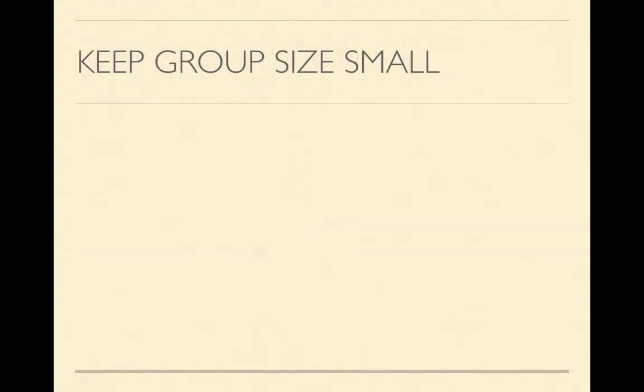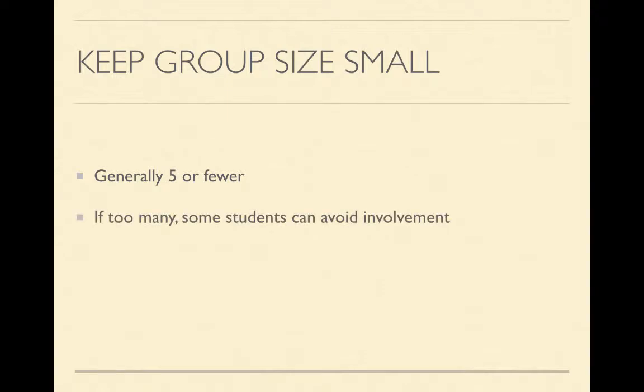Now, the second aspect of this strategy is to keep the group size small. Generally, you want to have 5 or fewer in a group. There's several reasons for this. First, if you have too many in a group, it's easy for some students just to avoid involvement. They can just sit back and be passive, kind of get lost in the crowd in a sense. There are plenty of others who are going to pick up their slack. But if you have 5 or fewer, it's harder for a student to be uninvolved.